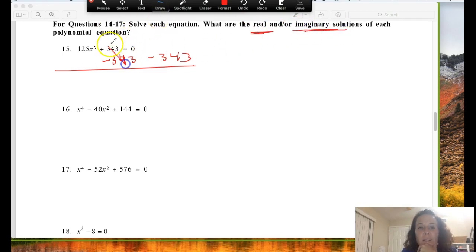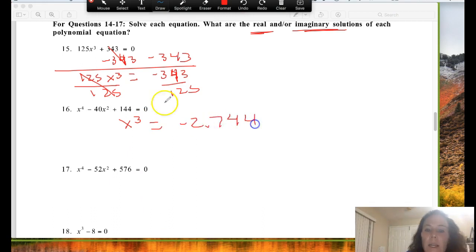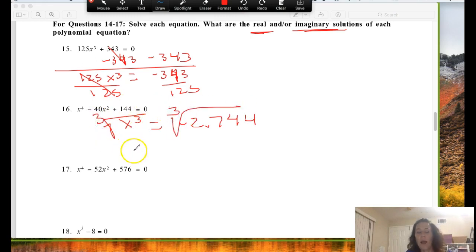So this is why this doesn't work. And I get 125 x cubed, and I have equals negative 343. Okay, negative 343. Now I'm going to divide both sides by 125, and I'm going to get x cubed equals, let's go 343 divided by 125, and it's going to be some negative 2.744. Now your next thing you might do is cube root both sides, right? Cube root both sides. So I can do that.